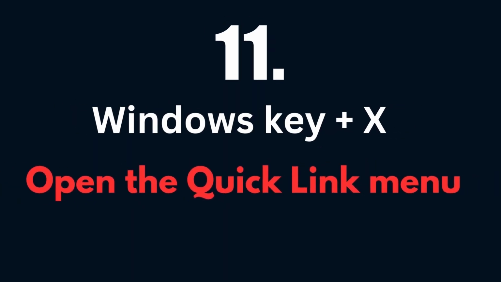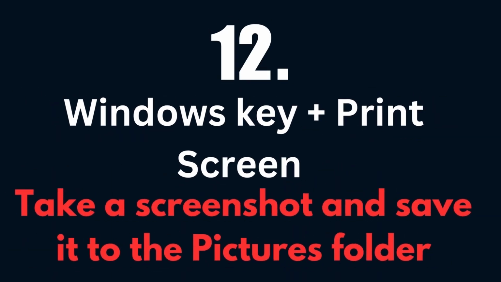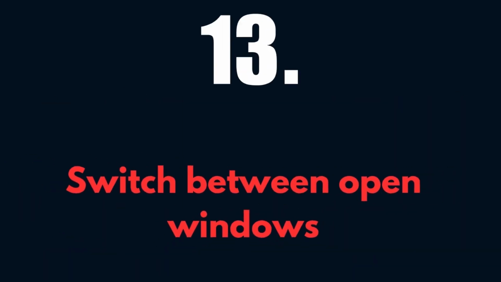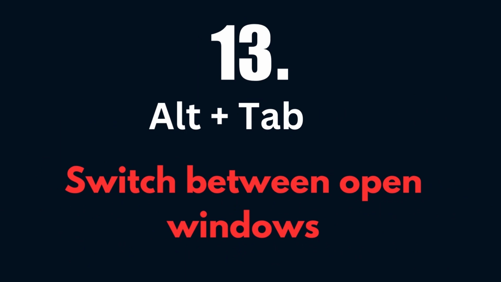11th, Windows key plus X: open the Quick Link menu. 12th, Windows key plus Print Screen: take a screenshot and save it to the Pictures folder. 13th, Alt plus Tab: switch between open windows.